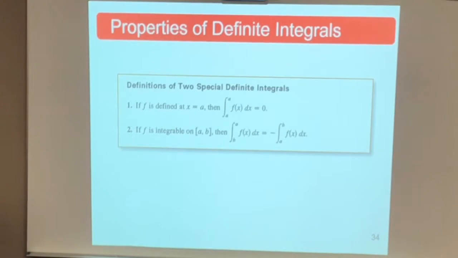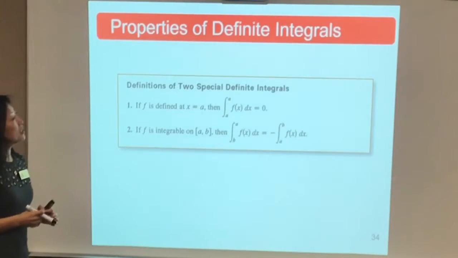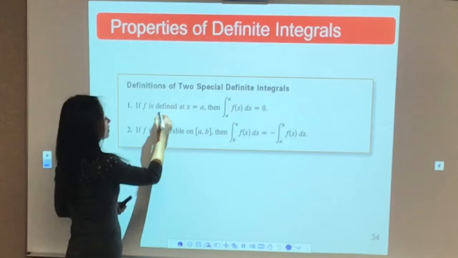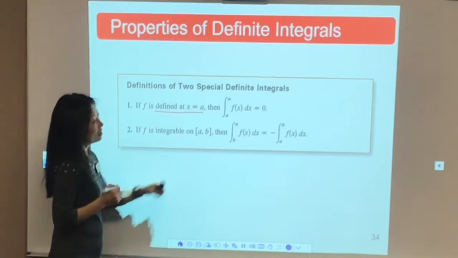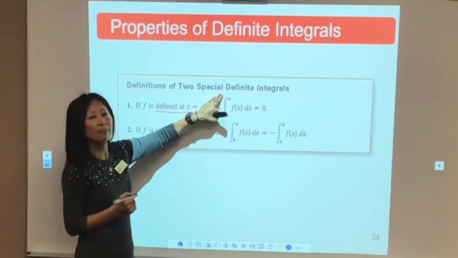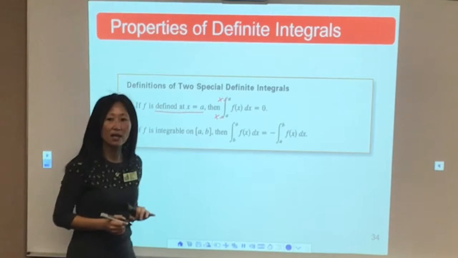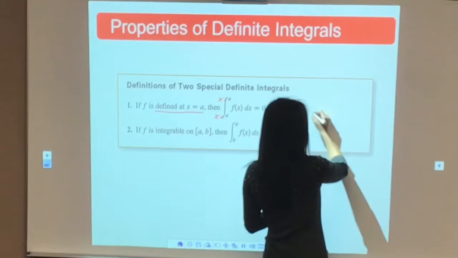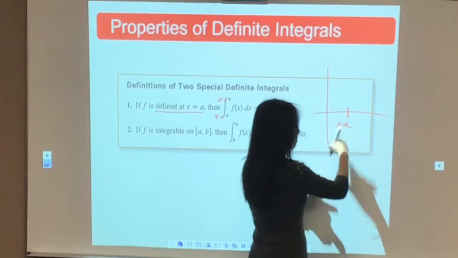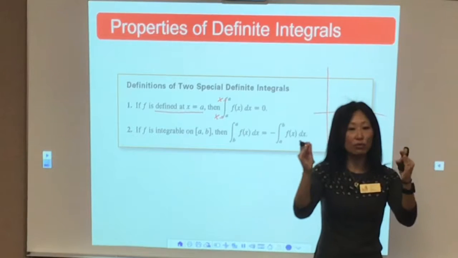Properties of definite integrals. It's still a continuation from 4.3. A definition of two special definite integrals, two special cases. If f is defined at x equal to a, look at my upper limit and my lower limit. What happened? x is a and then x is what? a. So do I have a width? There's a, my x is a, and then the other one is also what? a. So do I have any width? The width is what? 0.